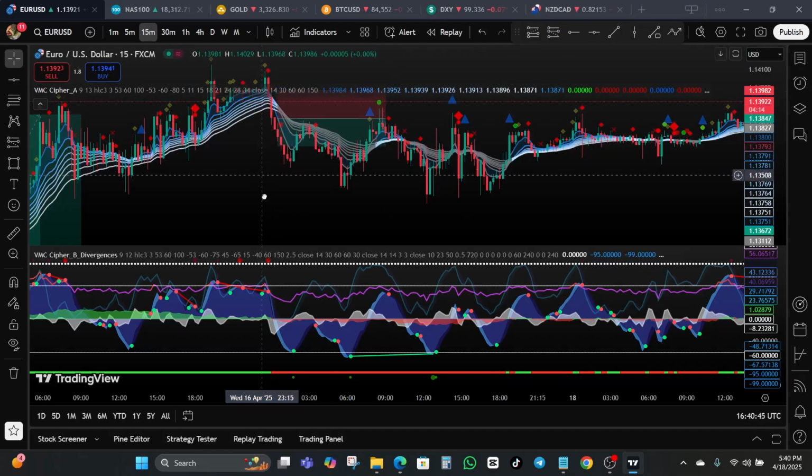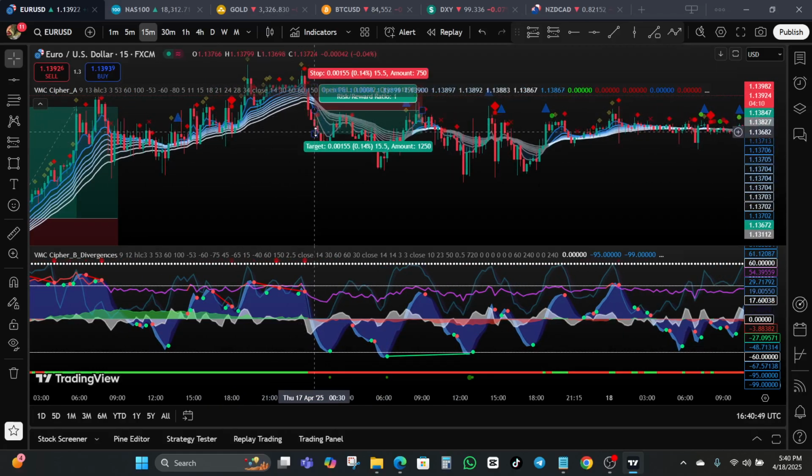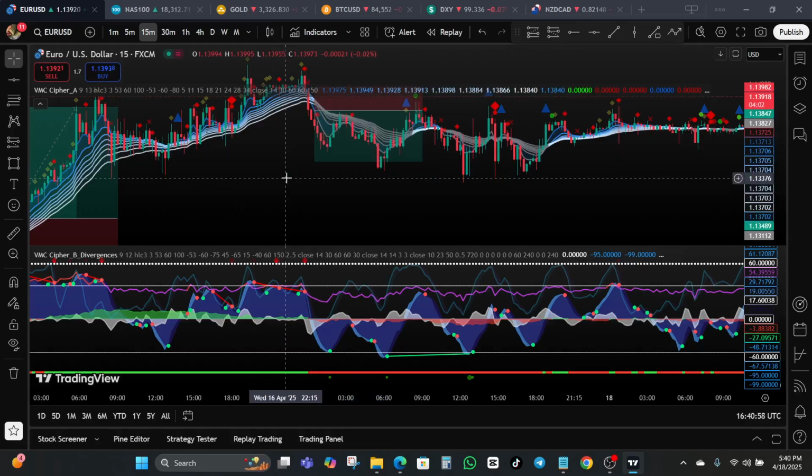The stop loss can be above the recent swing high, and then your take profits can be around the nearest support zones. Ensure you always have a good risk to reward ratio. It is very, very important, okay, because you might actually do a good analysis, but if you are not able to manage your risk effectively, you might end up losing a lot of money.